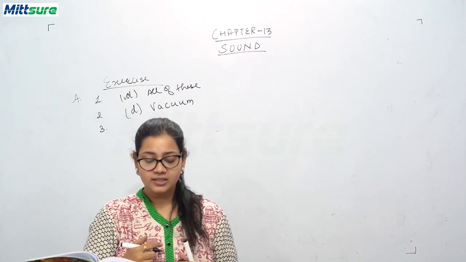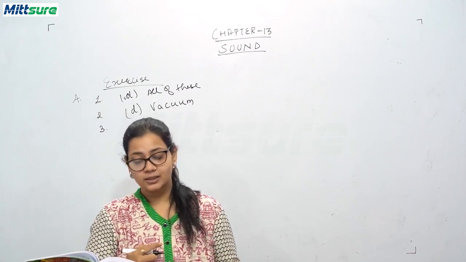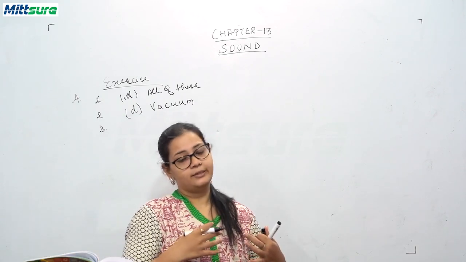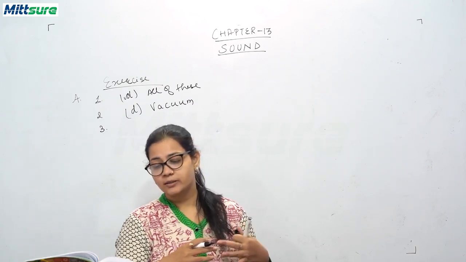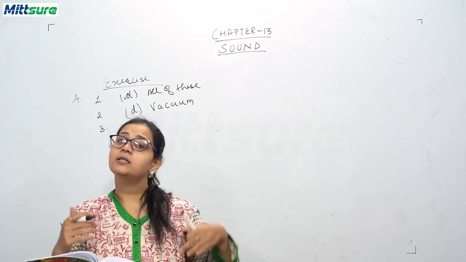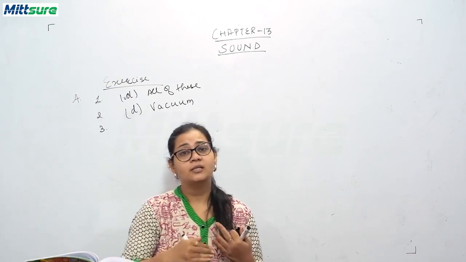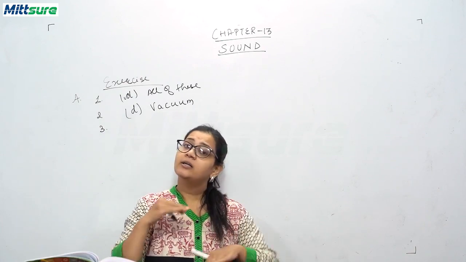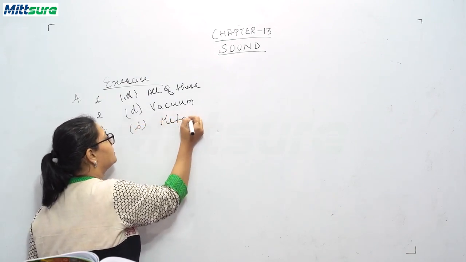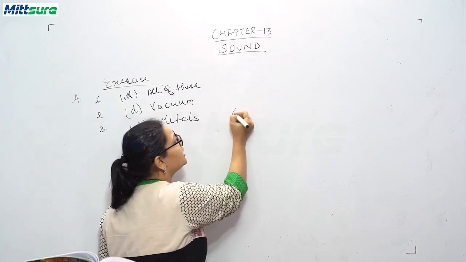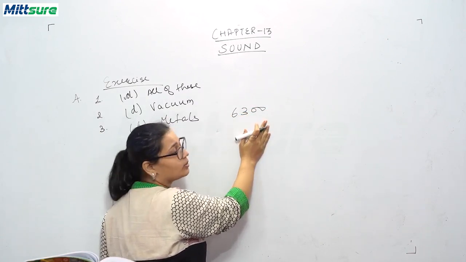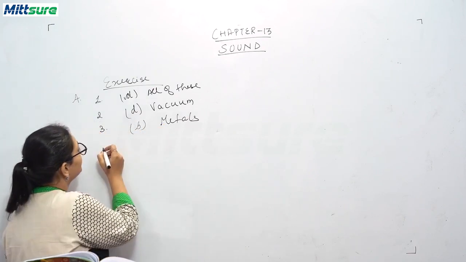Third. Sound waves travel fastest in A. Air, B. Metals, C. Vacuum, D. Liquids. Now students, air is gas, metal is solid, and liquid is liquid. As we have discussed, sound travels fastest in solids, then in liquids, then in gas and it does not travel in vacuum. So the correct option is B. Metals. And we have also done this example, that in aluminium the travelling speed of sound was 6,300 meter per second.